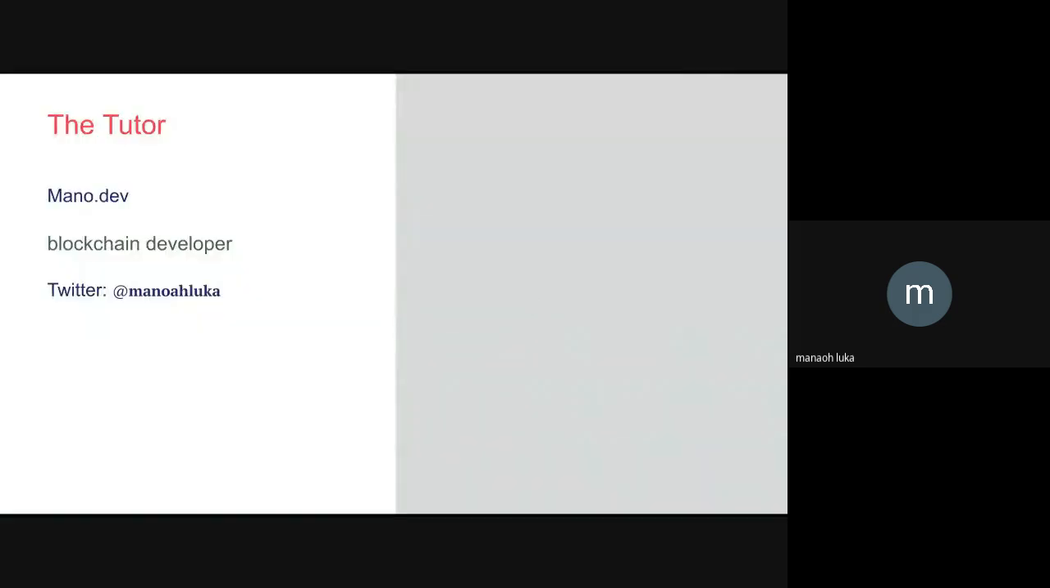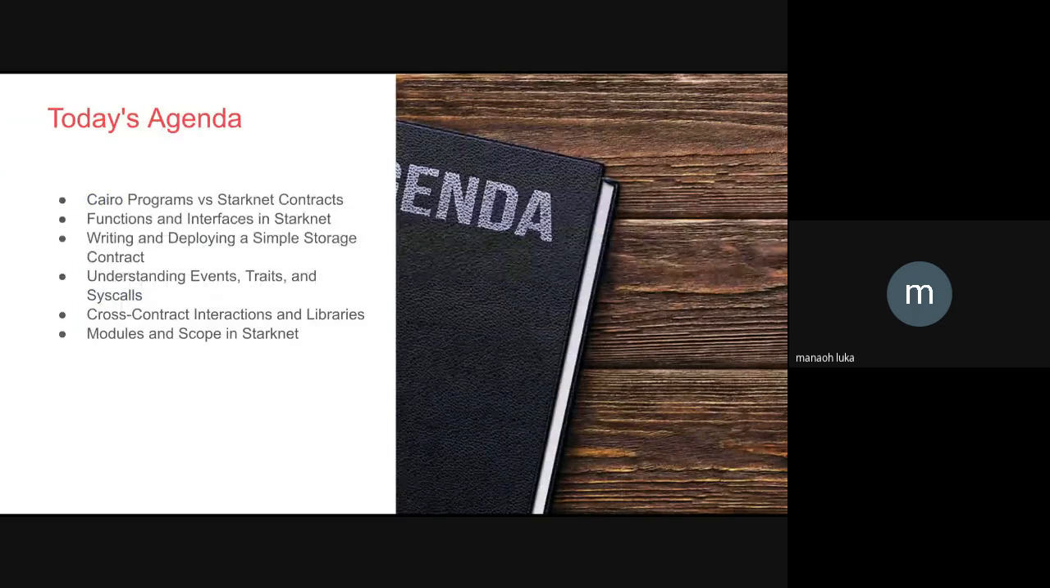So let's head over to the agenda of the day. Today we are going to be looking at the basic difference between Cairo programs and smart contracts, and also functions and interfaces on Starknet. And probably if we have a lot of time, we might write and deploy a simple storage contract today, just to have a look. So that's today's agenda.